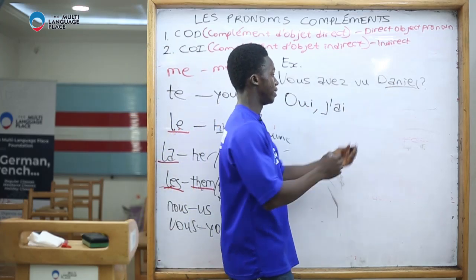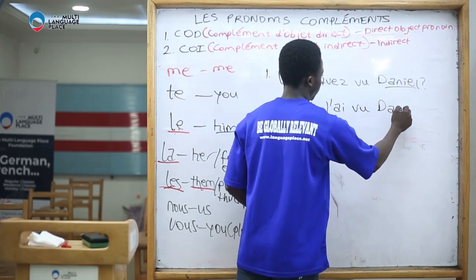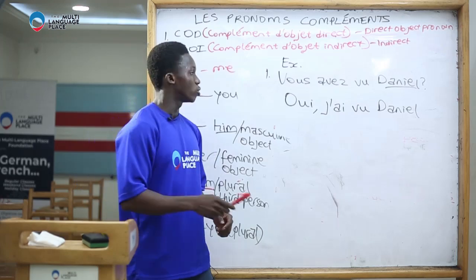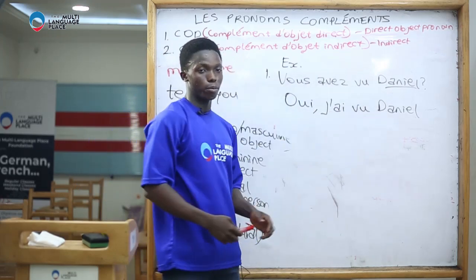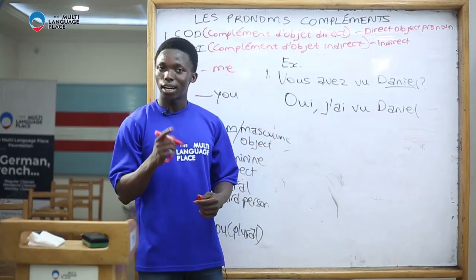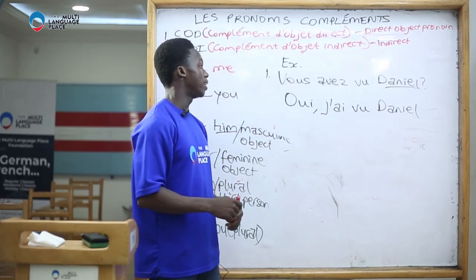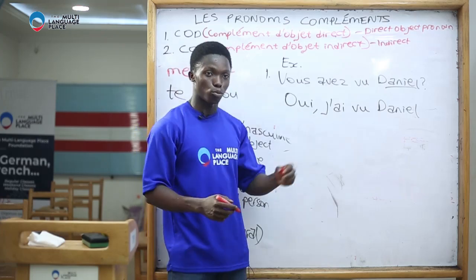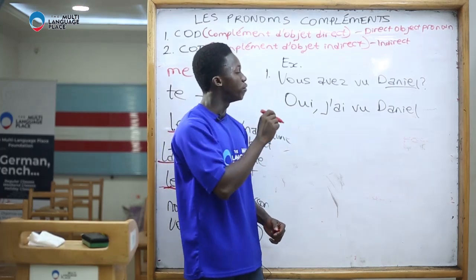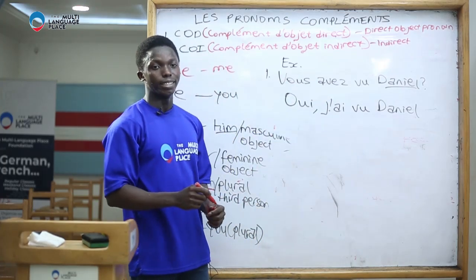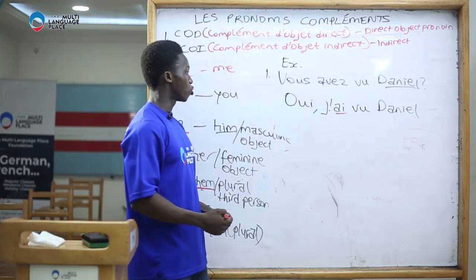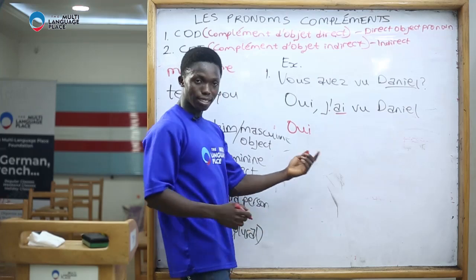So to say, yes, I've seen him, let's first say it using Daniel. Oui, j'ai vu Daniel. Remember, I said to replace nouns with COD, take note that the COD comes before the verb. But in this case, it's a little bit complex because this is passé composé. Now, how do we do it? Keep in mind that whenever you have a sentence in passé composé and you want to use COD, the COD comes even before the auxiliary verb.